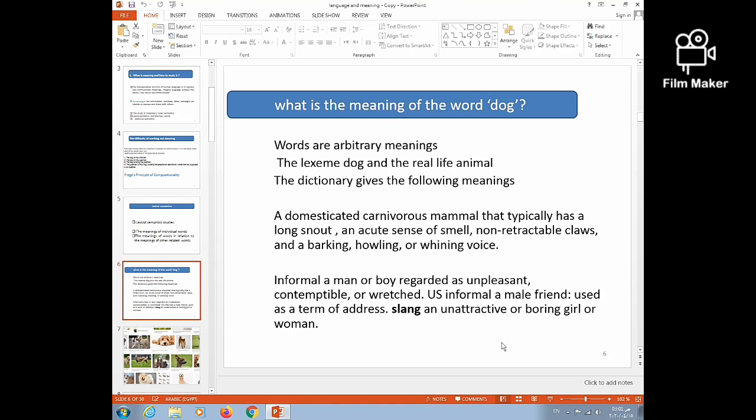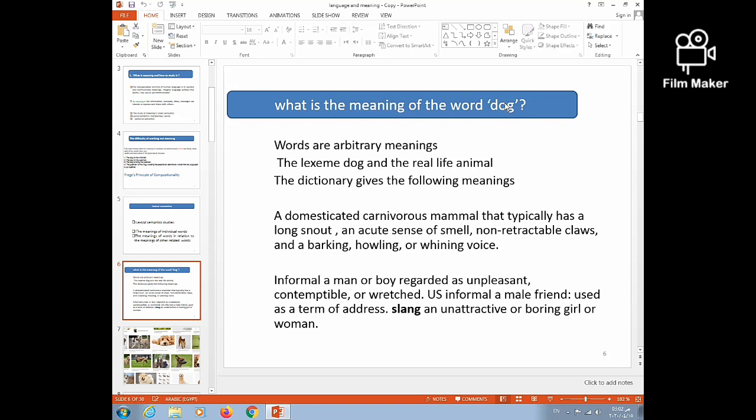If I ask you what the meaning of the word dog is, first of all, we should know that words have arbitrary meanings. They don't have some sort of logical relationship or connection between them and their reference in reality or in the outside world. You understand? There is no logical relation between the word book, for example, and the object we know as book. Words are labels that we as human beings, as a society or members of a community, agree to give to an object in reality or in the outside world. For example, the word tree, it's a symbol to what?